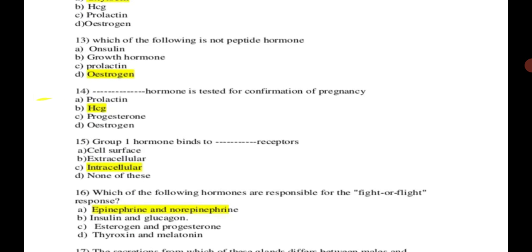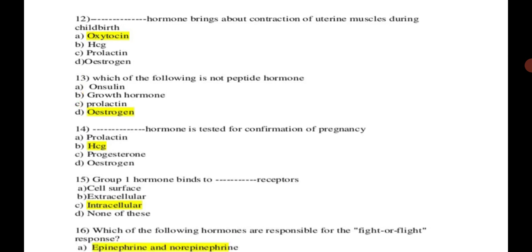The other option, option B, is hCG, human chorionic gonadotropin hormone, and it is useful for diagnosing pregnancy, because hCG is produced by trophoblast cells. These trophoblast cells surround a growing embryo, and this eventually forms the placenta after implantation.